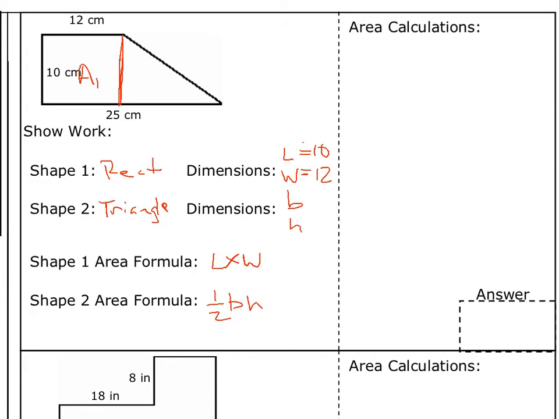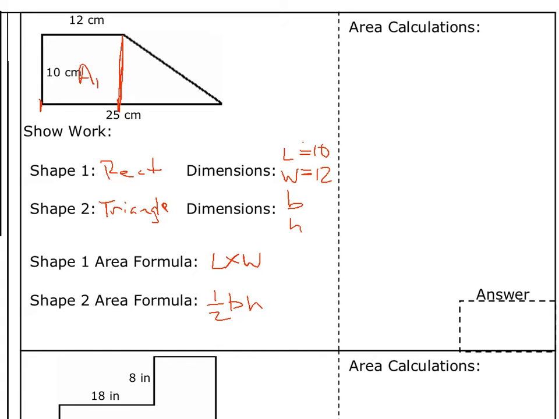Oscar, do you understand why this 25 does not work for the length of our rectangle? Okay, so this 25 runs all the way to here. Our rectangle only goes to here. So that 25 is way more than the length of our rectangle.